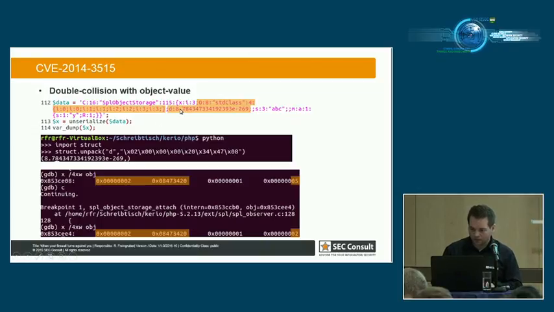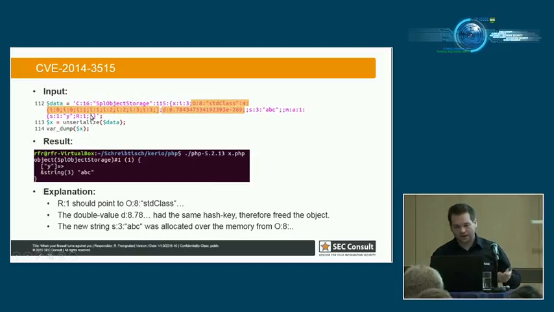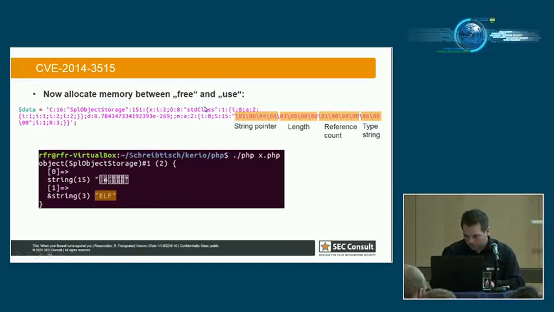That means this double value frees this STD object from memory, but I still reference it here with this reference 1. And the next step, what I'm now doing is, you see it here, I'm now allocating. So this step here is freeing the stuff. Now I'm allocating my own memory over this object.